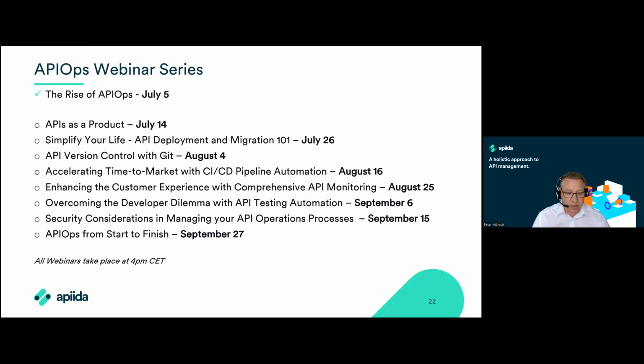If you now look at the series, you can see that there are many other topics around API Ops. The next one would be APIs as a product. And I wonder what this would be. And if you wonder as well, then please join us on the 14th of July here in the same theater, and you will get the answer to this one.